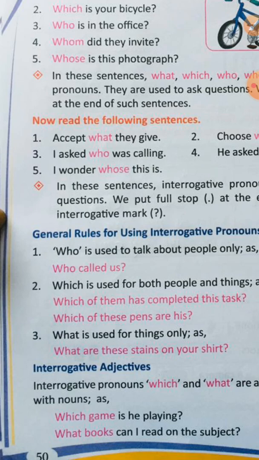Now come to interrogative adjectives. Interrogative adjectives means after the WH word we put the subject first. For example, which game is he playing, meaning we are talking about the game, which game he is playing. Then what books can I read on the subject. So these are interrogative adjectives. Now come to the next page.